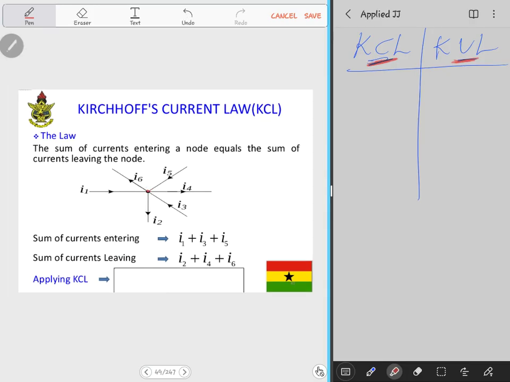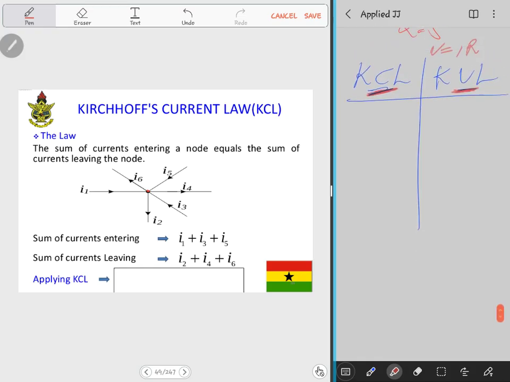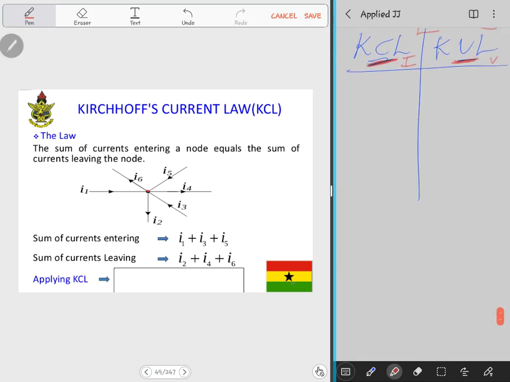So one thing about KCL is that, again, I'm repeating this: everything about applied electricity is about this equation, V is equal to IR, Ohm's law. Whatever you talk about goes around this equation. So in KCL, our interest is what? Current, so we are talking about I here. In KVL, our interest is what? Voltage. Whenever you have a circuit in KCL, what is moving is the current.